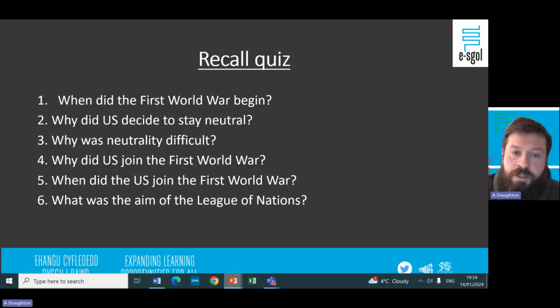And the League of Nations, the aim of that was to avoid further conflict. So instead of going straight to fighting, they would discuss their issues and sort it out through arbitration or sanctions. However, its effectiveness was limited because America never actually joined, because the Senate refused.